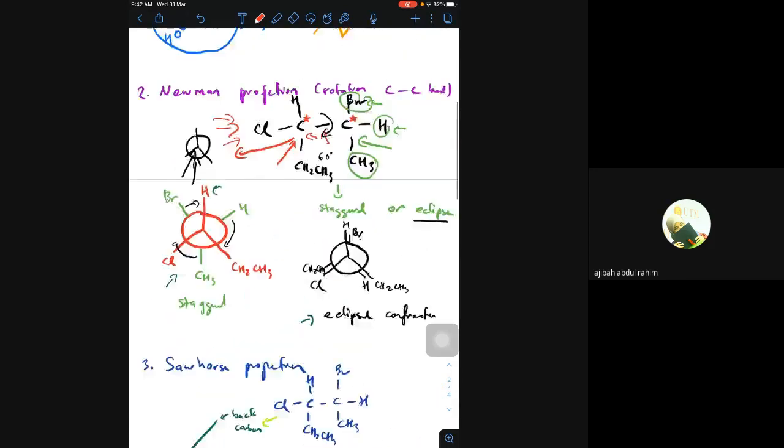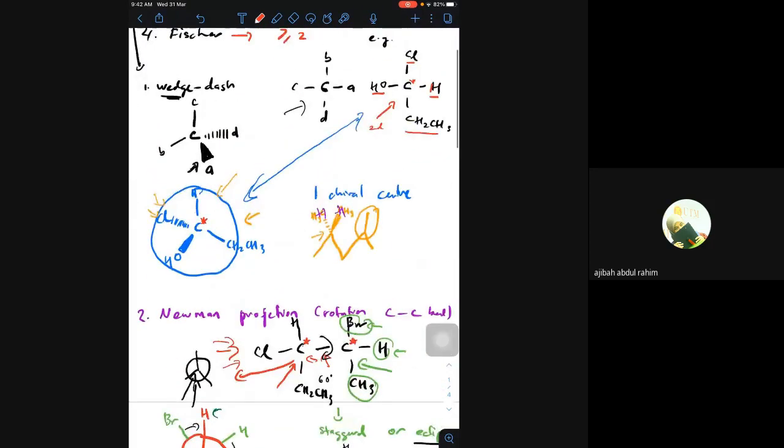So these three, okay, earlier we have the wedge dash. Wedge dash is mainly used when you have one chiral center. When you have one chiral center, there will be two normal stick lines, and you are going to use the bold wedge and also the dotted wedge shape. The bold wedge will be pointing towards the viewer, meaning sticking out, while the dotted wedge will be away from the viewer, meaning to the back of the structure.